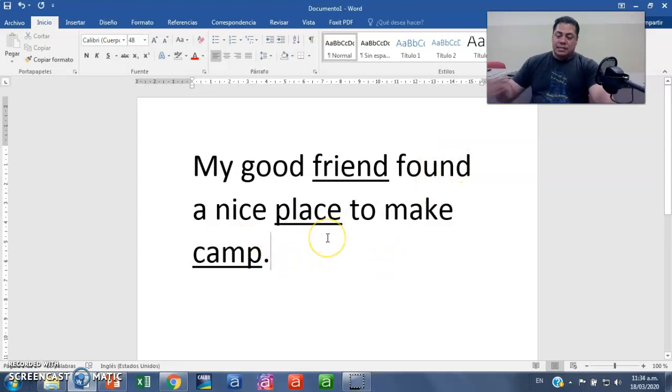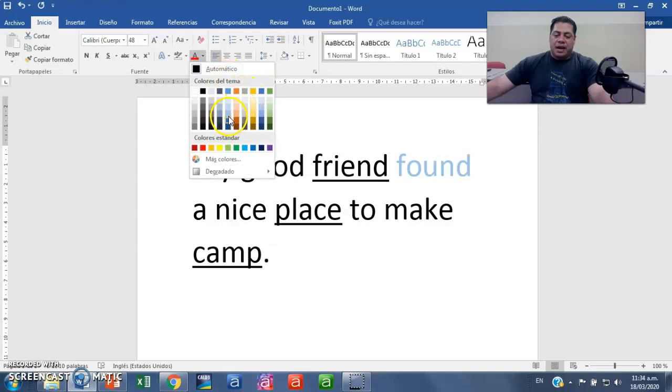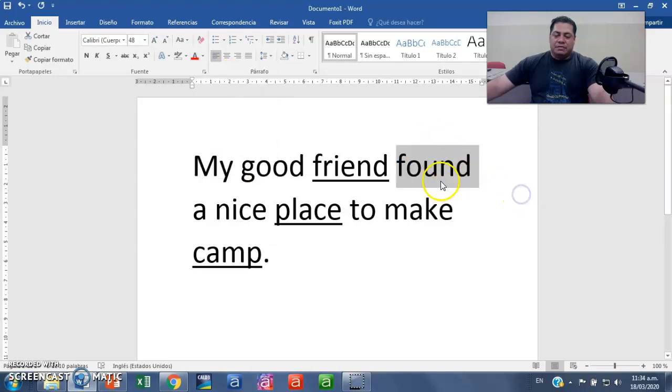in this sentence, one of these words is the subject. Only one of these can be the subject. And I'm going to find it by paying attention to the verb, right? You have the verb right here. Yes, there's the verb. And then you gotta ask yourself, who did this action? Who did the verb? Who found? Or what? What found? Well, in this case, who found? Who did the action of finding? My good friend. So, I know friend is the subject because he is the one who did the action.